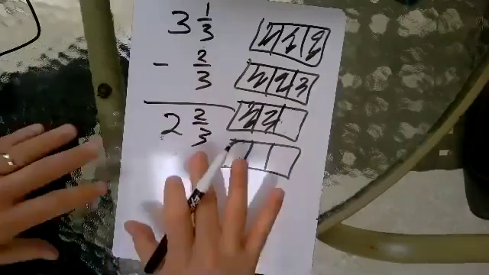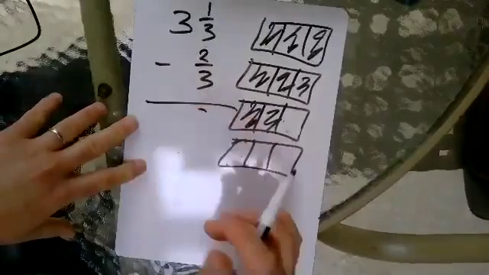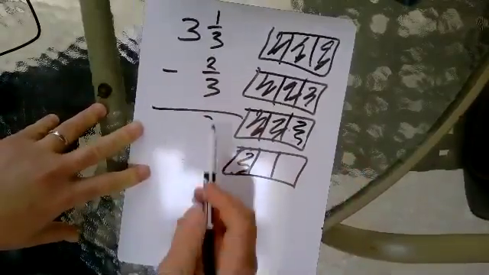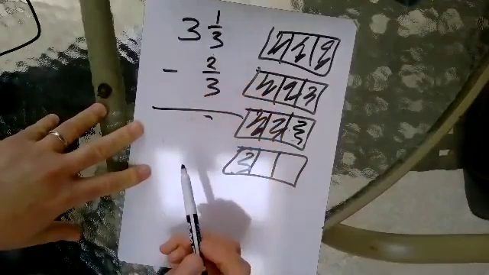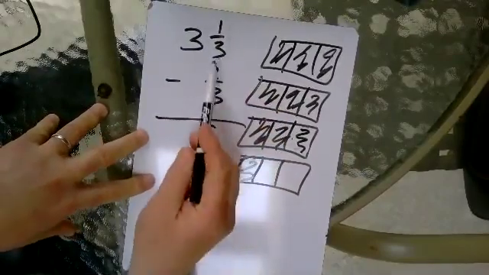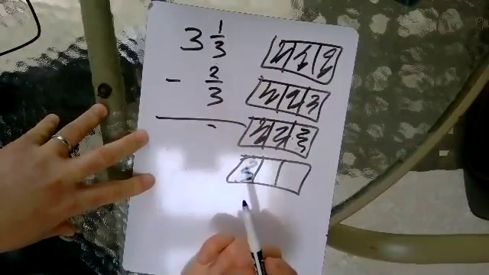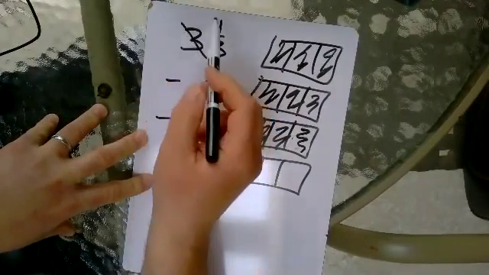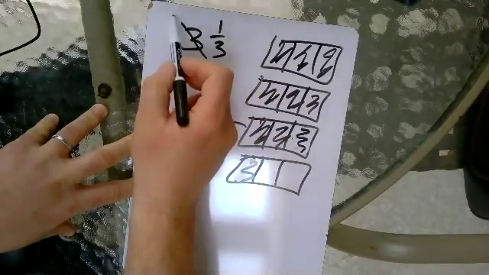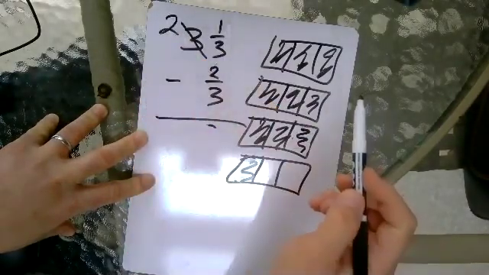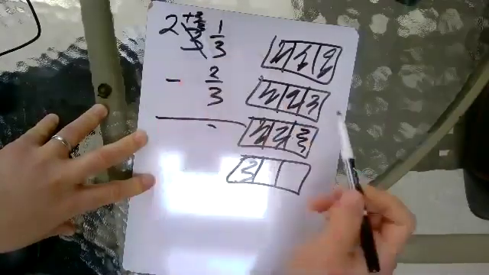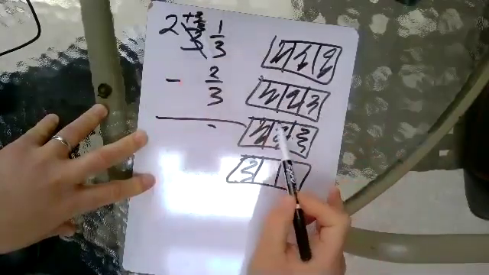But let's do that with the algorithm. So we're going to have our 3 1/3, and what we're going to do is we see that we are subtracting the fractional portion first. So we have 1/3 minus 2/3. We don't have enough thirds. So what we do is we decompose this 3 into 2 and 3/3. We have our 2 and we have our 3/3.